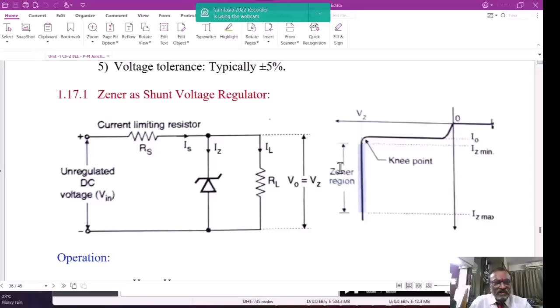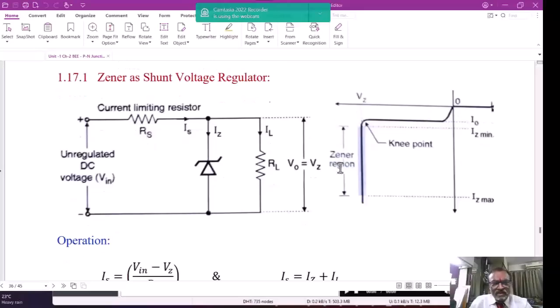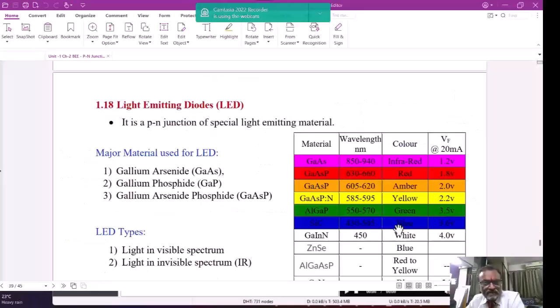A very important and quite commonly used application of the Zener diode is the Zener as a shunt regulator. So that's all, friends, about the Zener diode.